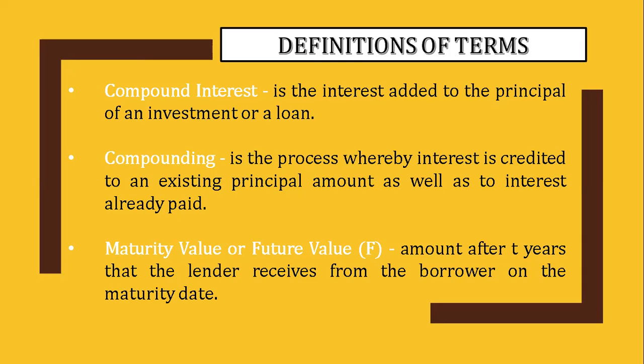Maturity value or future value, which stands for capital letter F. It is the amount after T years that the lender receives from the borrower on the maturity date. If you are asking about amount after T years, T represents here the years, okay? That's years.